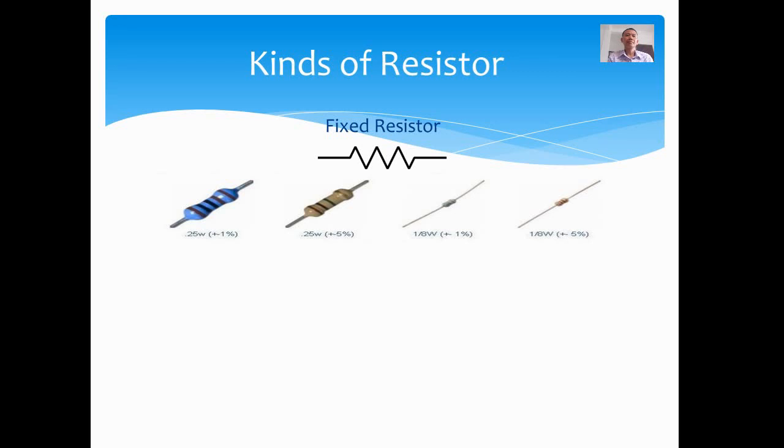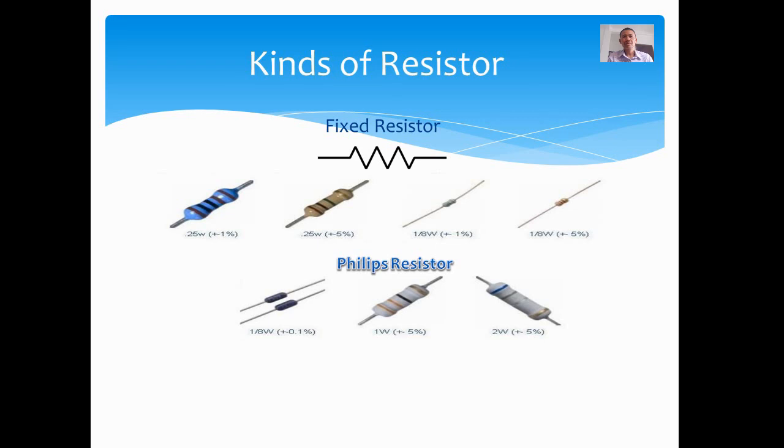The first example is a Phillips type resistor. The size of a Phillips type resistor is based on its wattage. The higher the wattage, the bigger the actual component. The physical appearance is bigger than those with lower wattage or power rating.